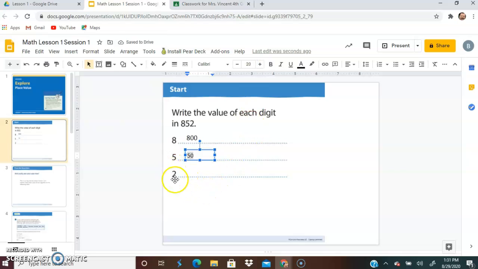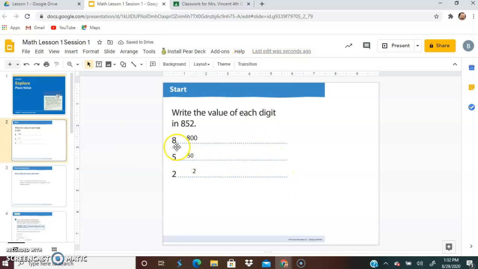What's the value of the digit 2? It's in the ones place, so it has a value of 2. Okay, so we're just warming up from getting some ideas that we already knew last year about place value. The value each digit has corresponds to its place value.